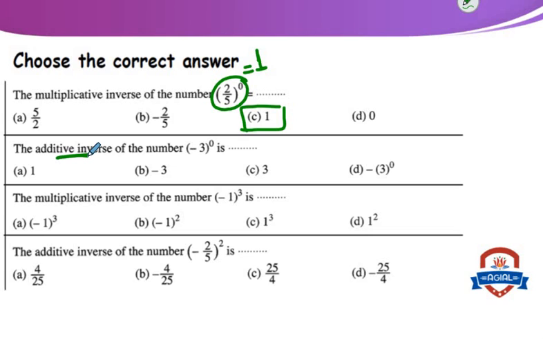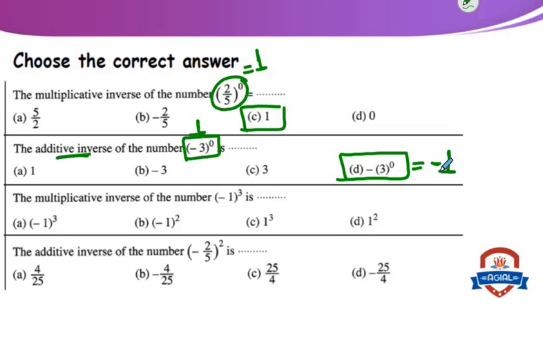Number 2, the additive inverse. What is the meaning of additive inverse? The additive inverse changes the sign of the number. The additive inverse of 2 equals negative 2. The additive inverse of negative 2 equals 2. The additive inverse of the number negative 3 to the power 0: negative 3 to the power 0 equals 1. Then the additive inverse of 1 equals negative 1.